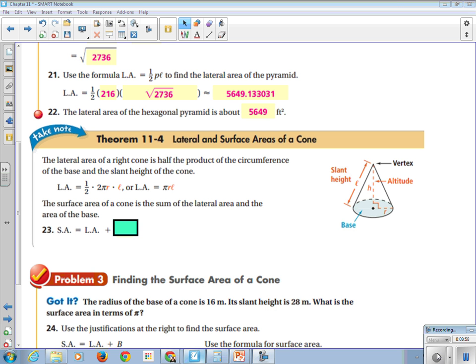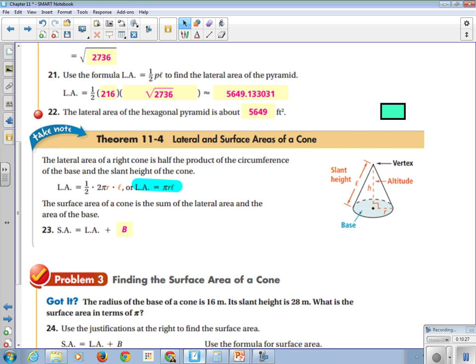Okay, so the lateral area, let's get our highlighter out because it's kind of important. Anytime they give us a formula, we should. The lateral area is pi times the radius times the slant height. And the surface area is the lateral area plus the area of the, it's all about that base.